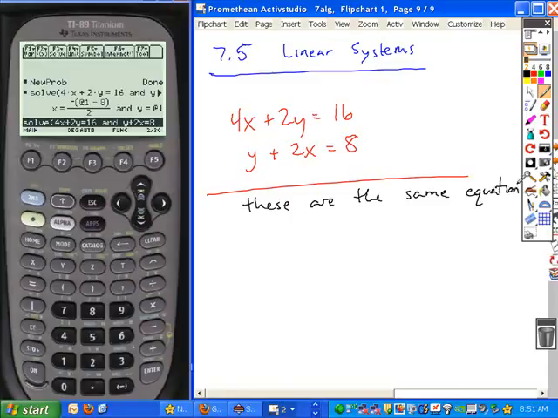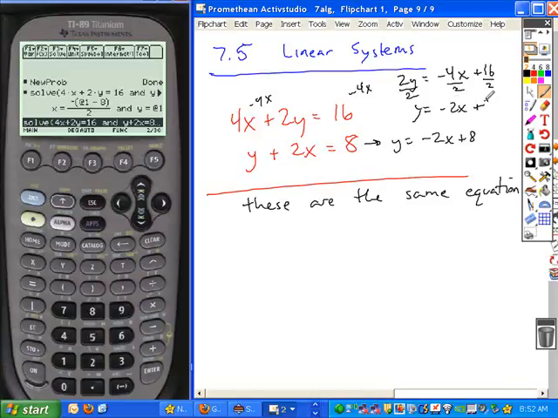these are the same equation. Okay? If you were to write each of these in slope-intercept form, they're exactly the same thing. So this bottom equation would be y equals negative 2x plus 8. In this top equation, if you subtracted 4x from both sides, you get 2y is equal to negative 4x plus 16. Divide by 2, and you get y is equal to negative 2x plus 8. It's the exact same thing.